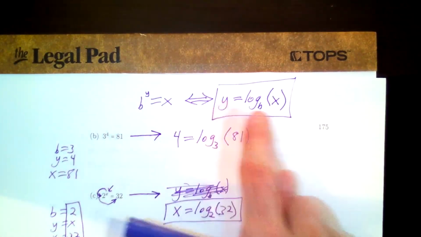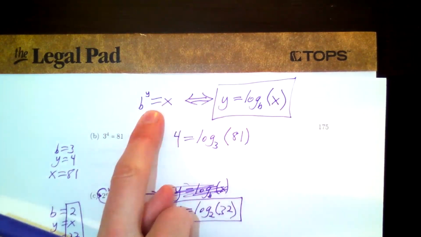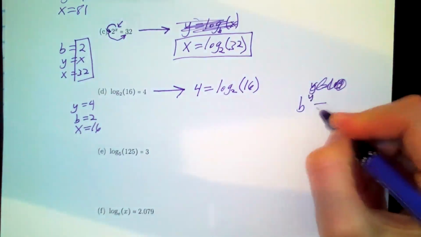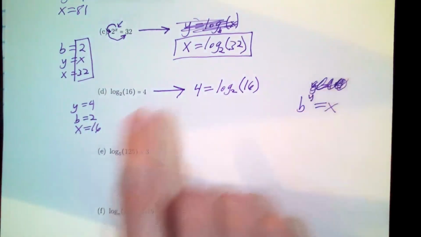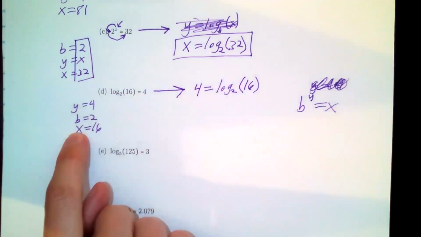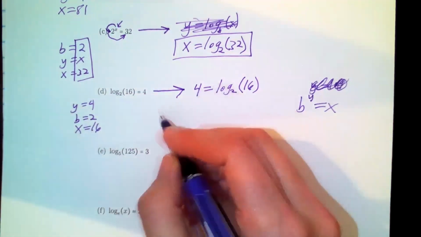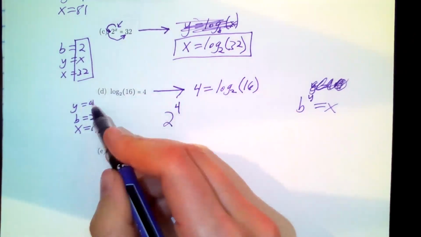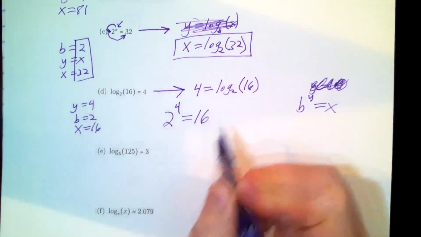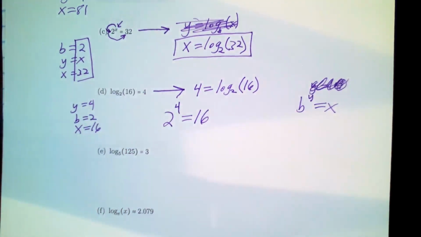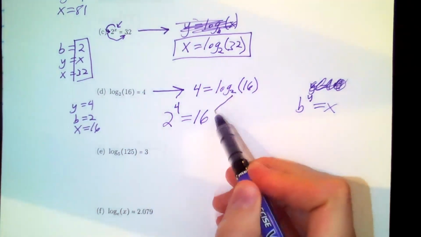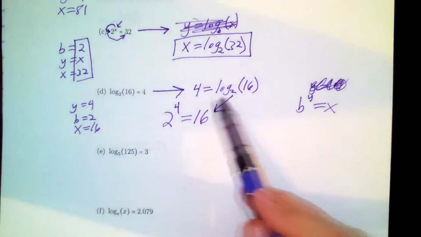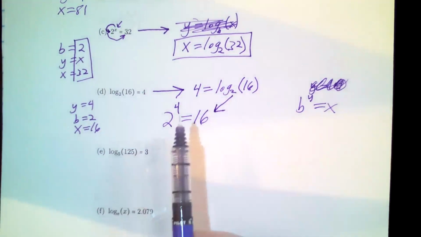Now that we know what y, b, and x are, convert back to this statement. b to the y equals x. So here's my b, there's my y, there's my x. Write it all out. b to the y equals x. So I rewrote my log as its exponential equivalent. Just rewriting it in a different language. 2 to the 4 is 16.